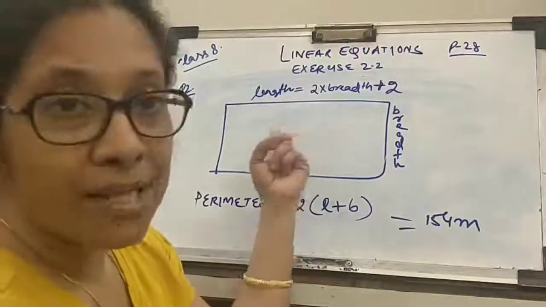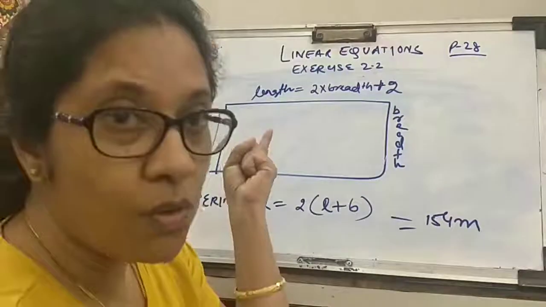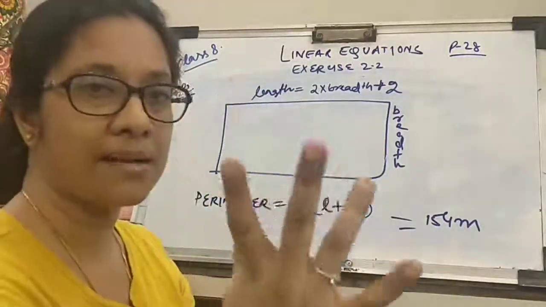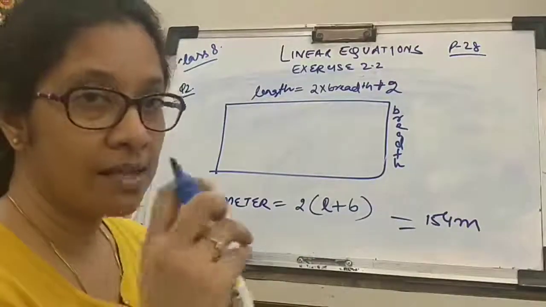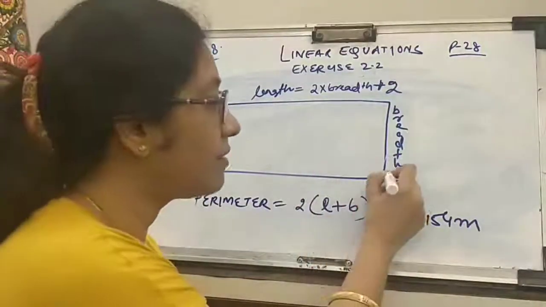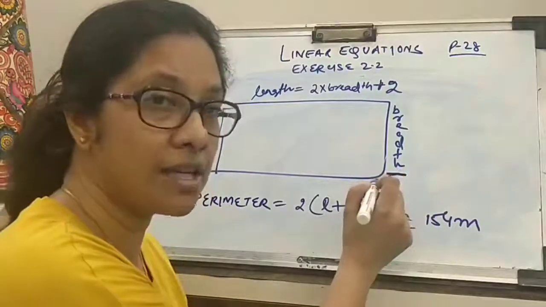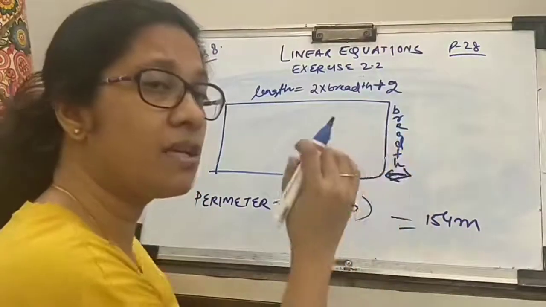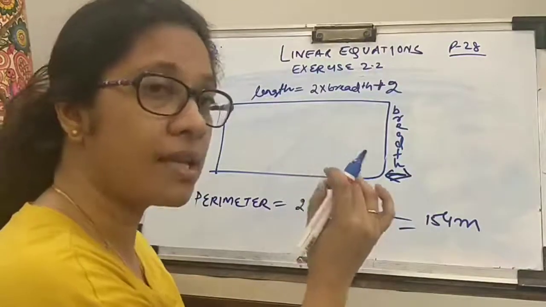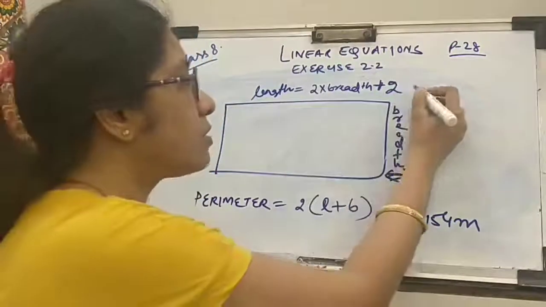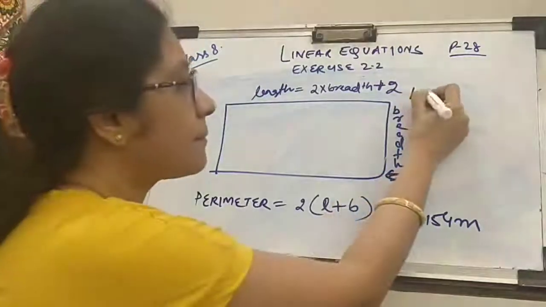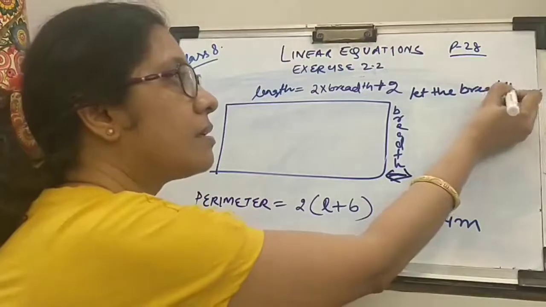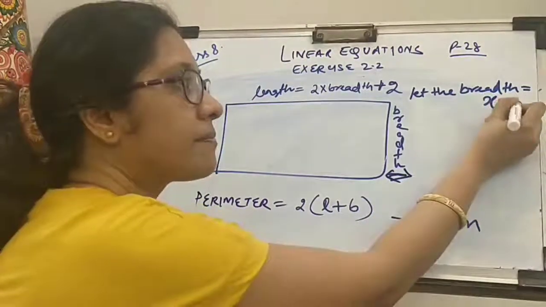So, if we go back to this question, what happens here? We are told that length is 2 more than twice the breadth. So, what do we understand here? The independent variable is breadth. So, whenever we say something like this, you should always assume the variable to be the independent one. So what do we say? Let the breadth be equal to x meters.